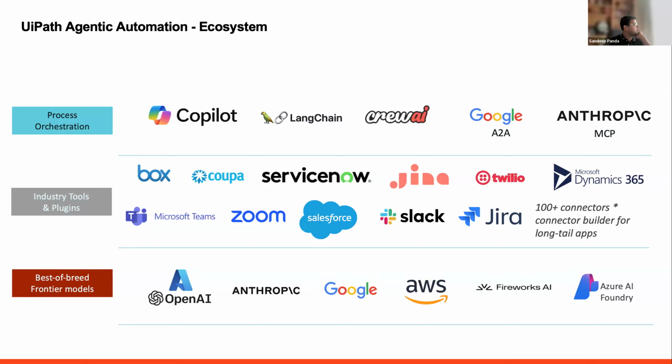Two examples I would pick on are Slack and Teams, both of which have an Autopilot plugin enabled. So the Autopilot you have used on your desktop is now available on Teams and Slack both. So you don't have to switch interfaces when you want to use a UiPath automation, for instance.